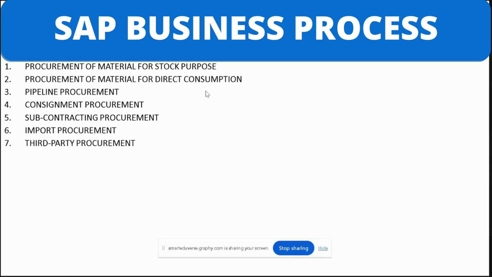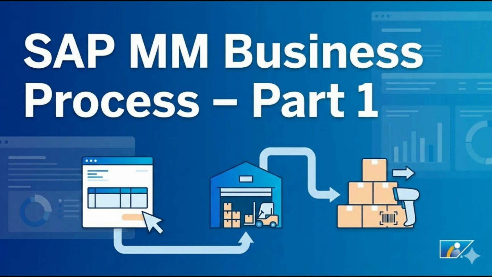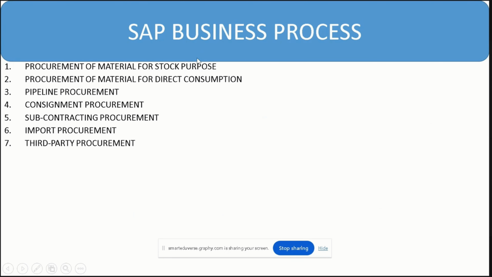So we have seen up to third party procurement. The first one was procurement of material for stock purpose. I believe all of you have seen the recording. If not, you can go through yesterday's recording. If you have any doubt, you can let me know. Normally this was just an introduction, or we can say a process description. Later on we are going into the details.